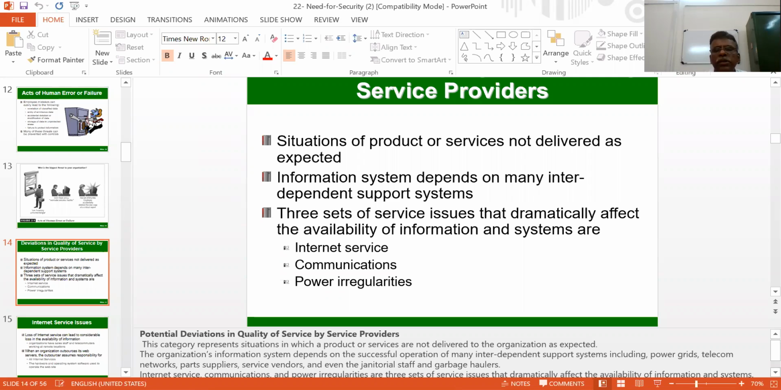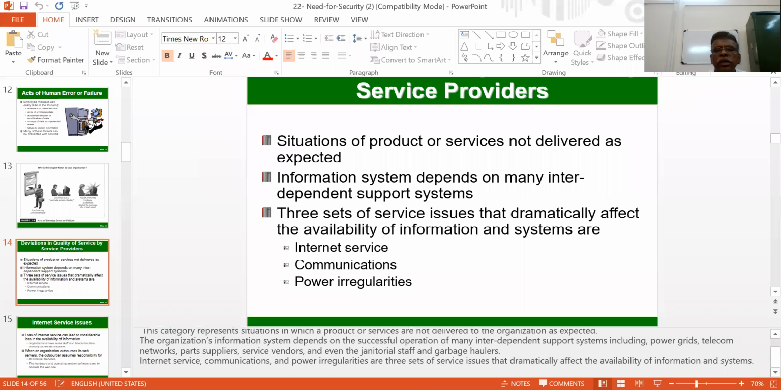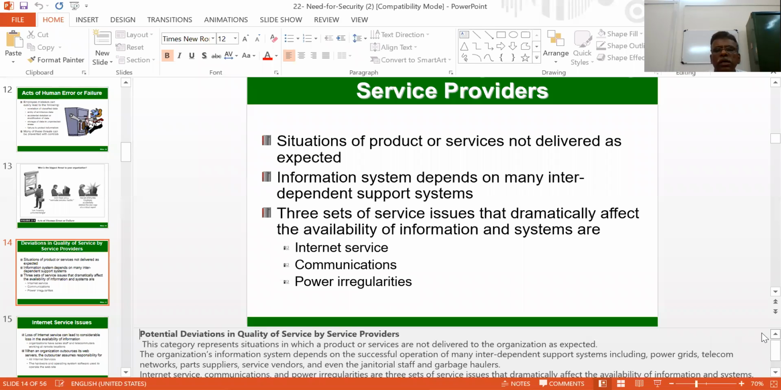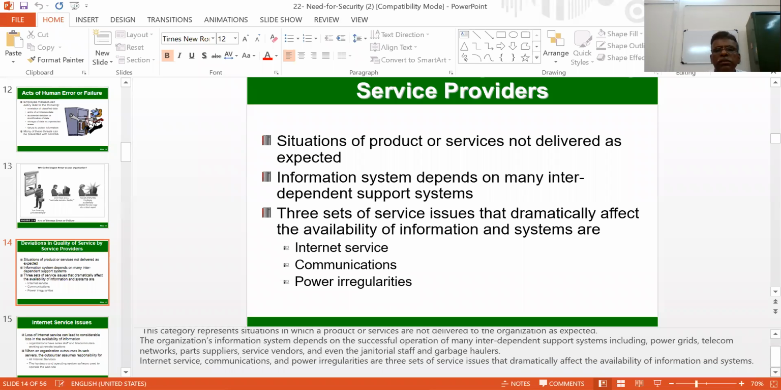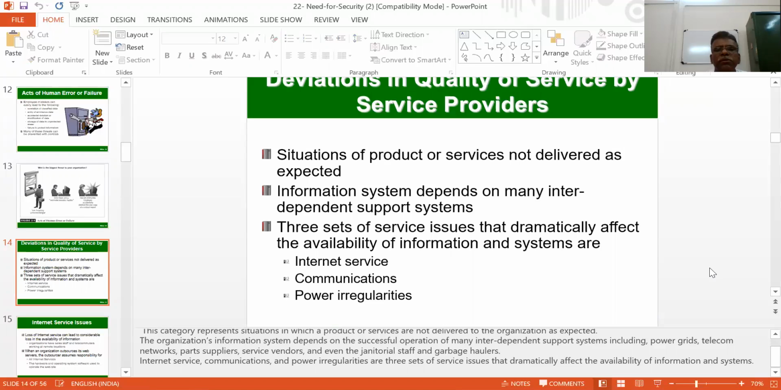Suppose we are ordering systems, or AC-related components, and the provider is not in a position to deliver the product to the organization due to certain circumstances and situations. That is also going to affect the service provider. You can say how the deviation takes place. And also the organization of an information system especially depends on how regular, successful operations take place.